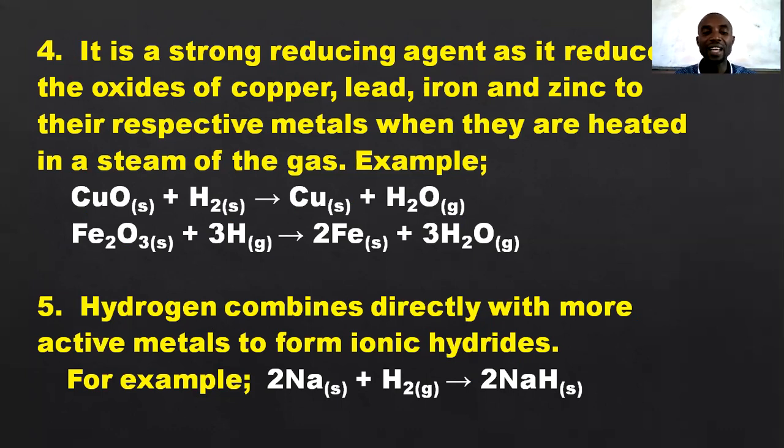Another chemical property is this: hydrogen combines directly with more active metals to form ionic hydrides. Of course, we have sodium hydride, those of group 1 elements or group 2, other ones that are more reactive than hydrogen itself. We can note them through the electrochemical series. Those that are more reactive than hydrogen, it can react with them directly to form the ionic hydride of that particular metal. Something like sodium hydride, potassium hydride, calcium hydride, and all of that. So it can form hydrides of some active metals.